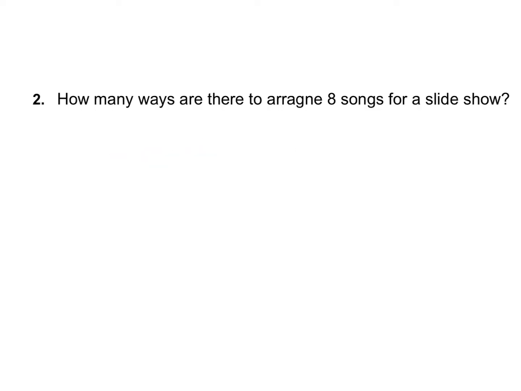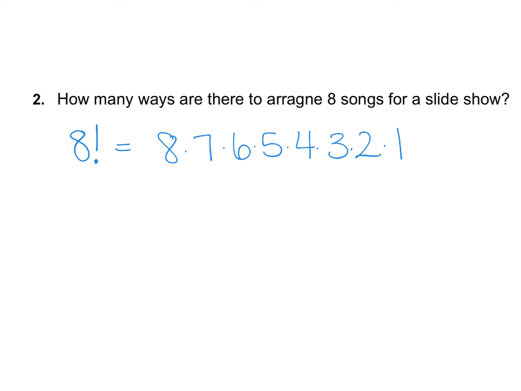How many ways are there to arrange 8 songs for a slideshow? All right, so what that means is I'm putting the songs in this order, and I could have 8 and then 7, 6, 5 to pick from in the order. So that's the 8 factorial. We can write it that way. And what that means is that I have the 8, the 7, the 6, the 5, 4, 3, 2, and 1. So if I have 8 songs to arrange, there are 40,320 different possibilities and ways you can arrange those songs.